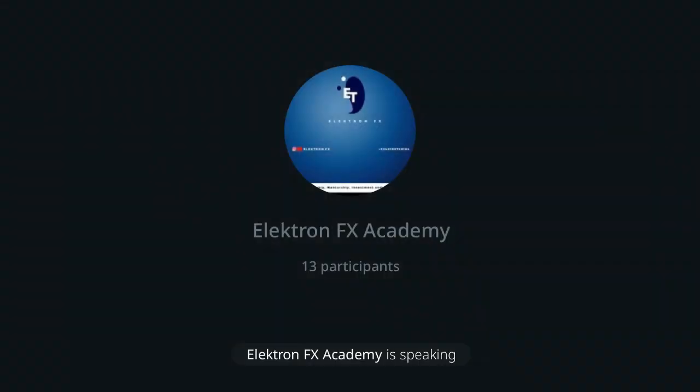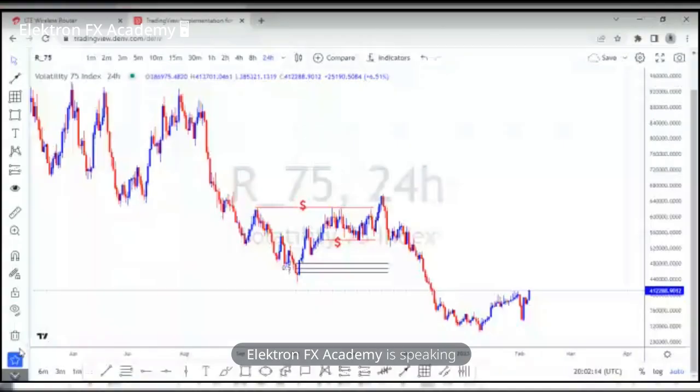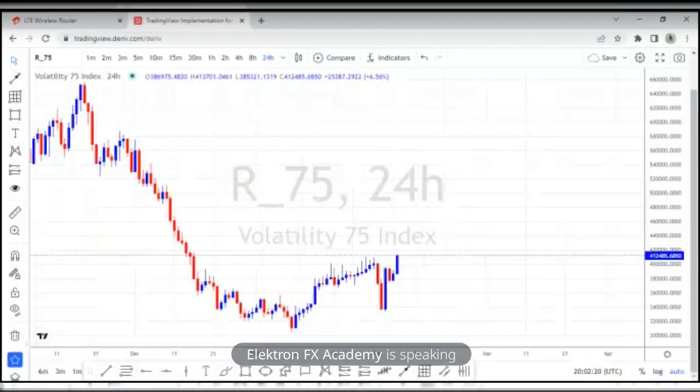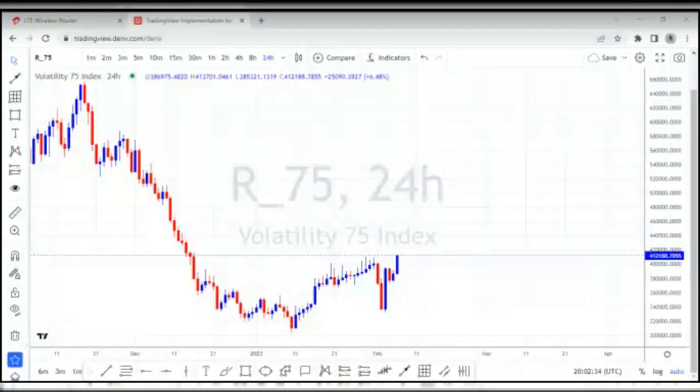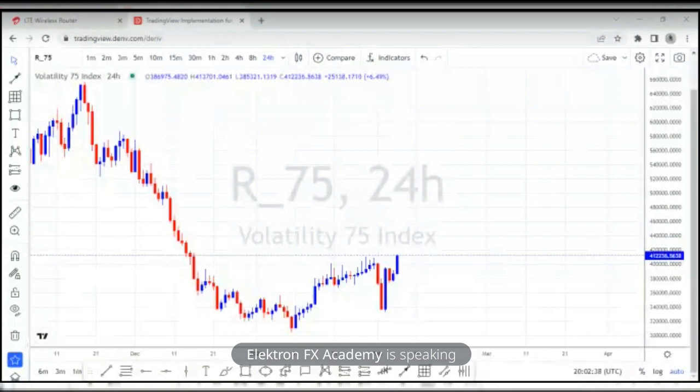This is just playing out just as I analyzed. It's playing out just like I analyzed. Let me show you guys something quickly, then we'll wrap it up with the call.